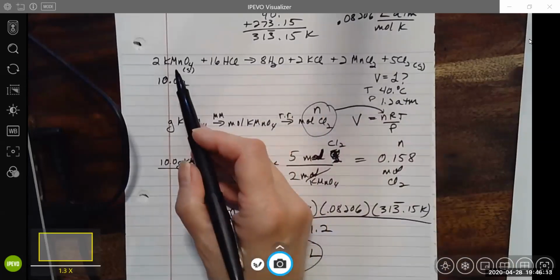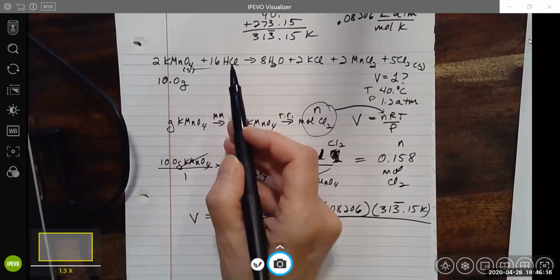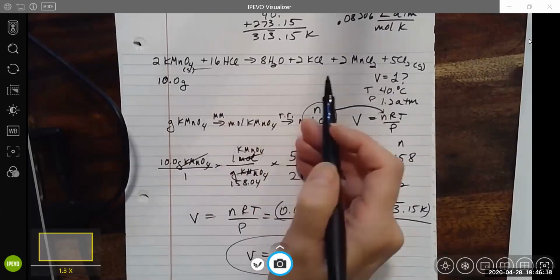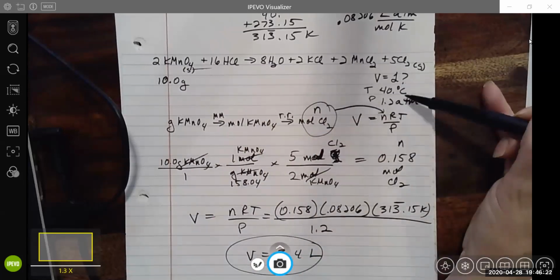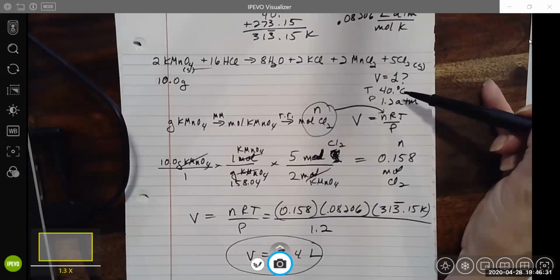But if you react potassium permanganate with hydrochloric acid, you'll get a whole bunch of stuff and you'll generate some chlorine gas. If you run it at 40 degrees Celsius, which is warm, right? Pretty hot, because our body temperature is 37. So you get the idea that that's pretty hot.